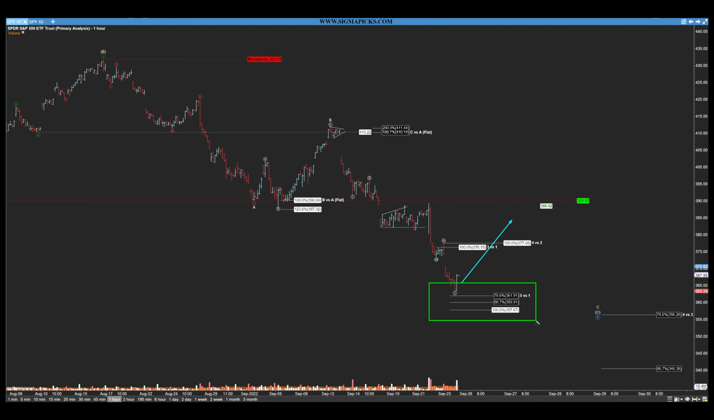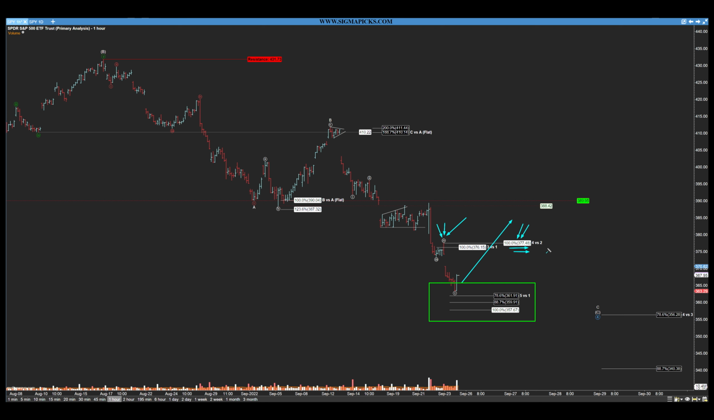I don't know if this zone will hold, or if it is the zone where the reversal will occur, at least a short-term reversal. To say that a reversal is here, we want to see it get through this last fourth wave. It's nothing new. We talk about this all the time.